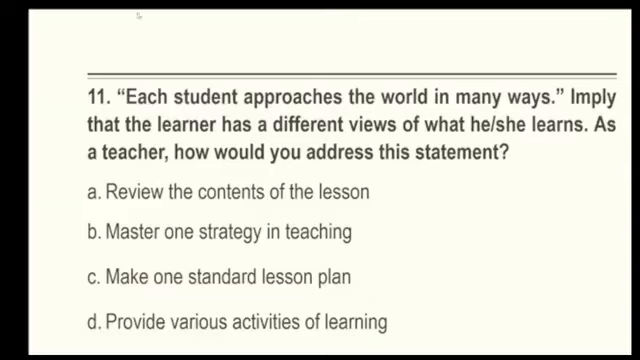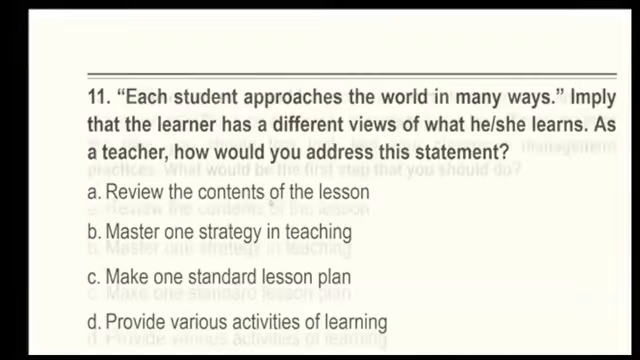Okay, what's your take on this, number 11? D. Okay, number 11 is letter D. No? So you provide various activities for learning, because each learner has different views of what the learning is all about. So if she or he has different views, you also provide various activities of learning. Okay, number 12.